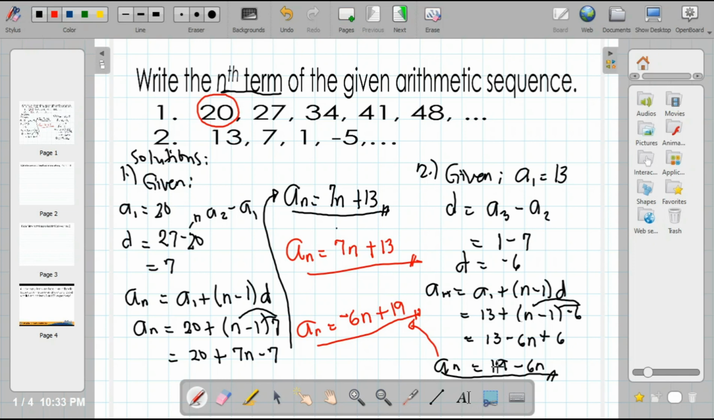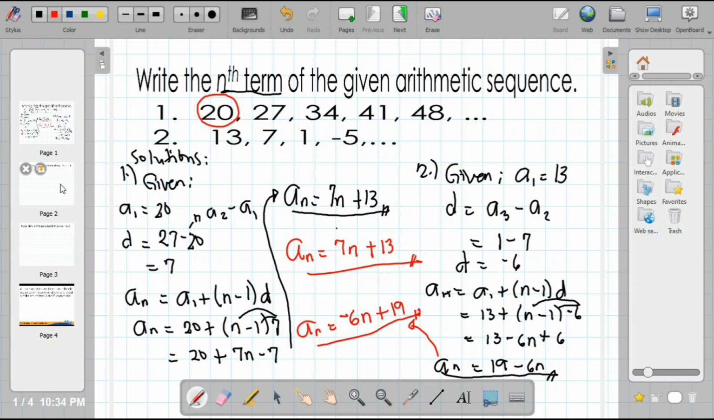Now, for your questions, they are not always the same, sir, because it might be 19 minus 6n. This one here is negative 6n plus 19. Actually, they are the same. If you look here, your 19 is positive and your 6n is negative. So they are the same. Okay? I hope you understood that.